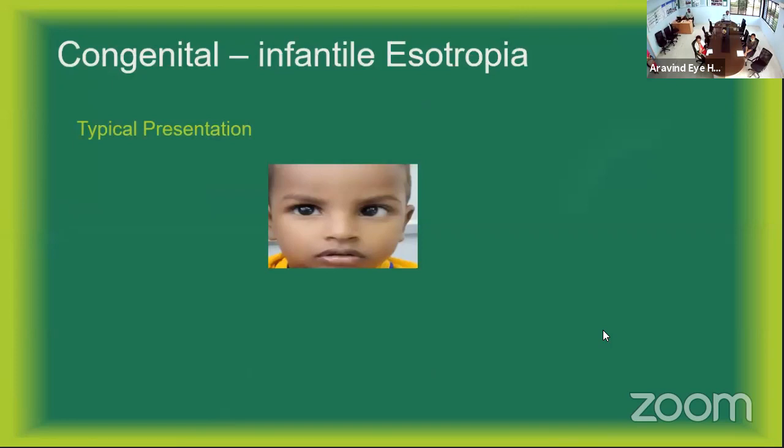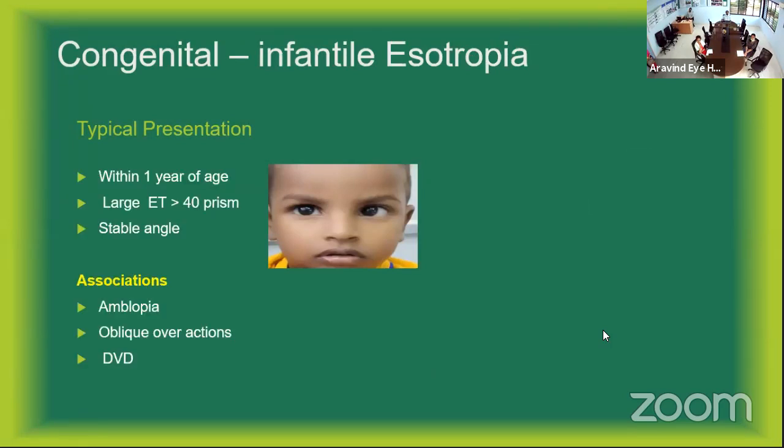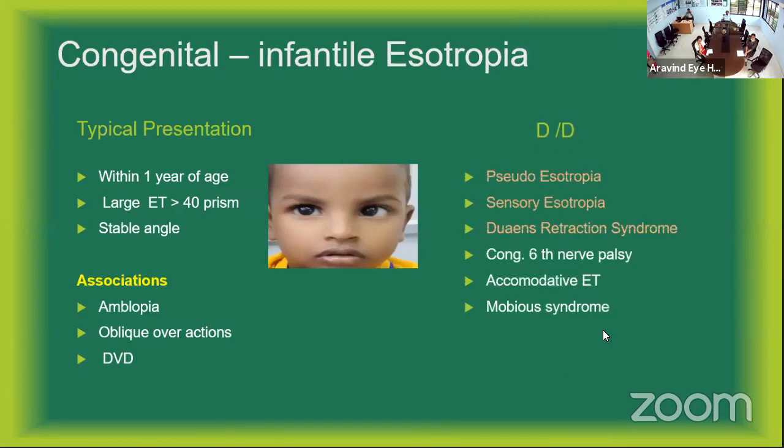So in the Eastern population, among the esotropias, almost 85% of the esotropias are because of congenital ET. So we know about the typical presentations: very large angle ET associated with oblique overactions and dissociated vertical deviations. And these differential diagnoses, we have to definitely keep into consideration and rule out before we decide on surgical options.